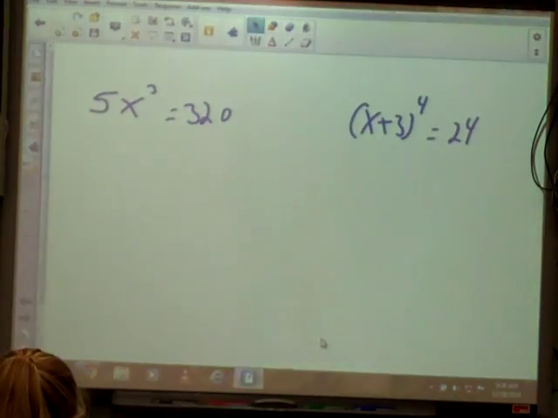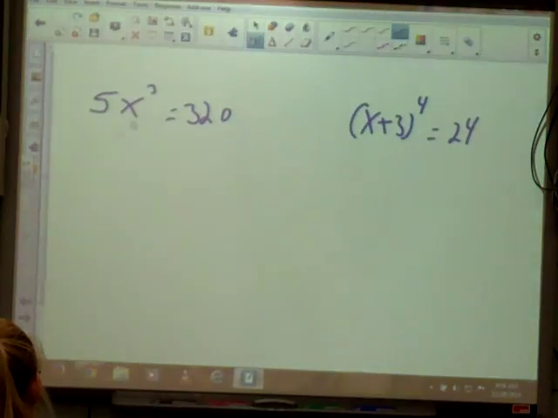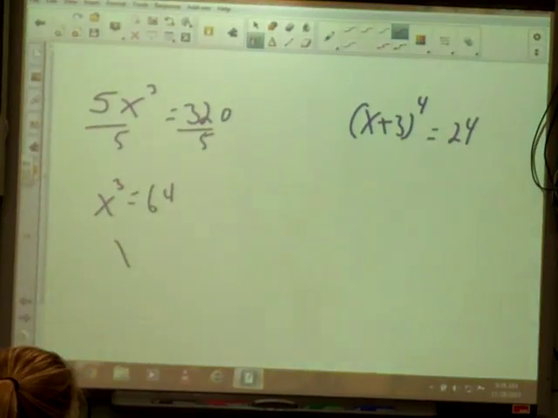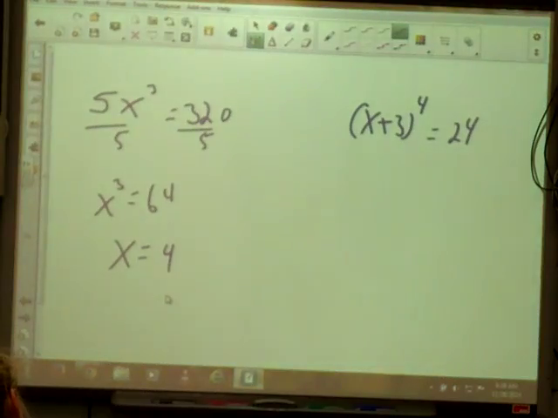Alright, on 5x cubed equals 320. Simmer down, let's finish this up. What did you do first? Divide both sides by 5. That got me x cubed is equal to 64. I like 64. I think that's a perfect cube, isn't it? So it's 4. No, it's just 4. Just positive 4. No, because 5 wouldn't be a perfect cube. So that would throw a wrench into the plan there. Okay, it's just positive because it was odd and 64 was positive.